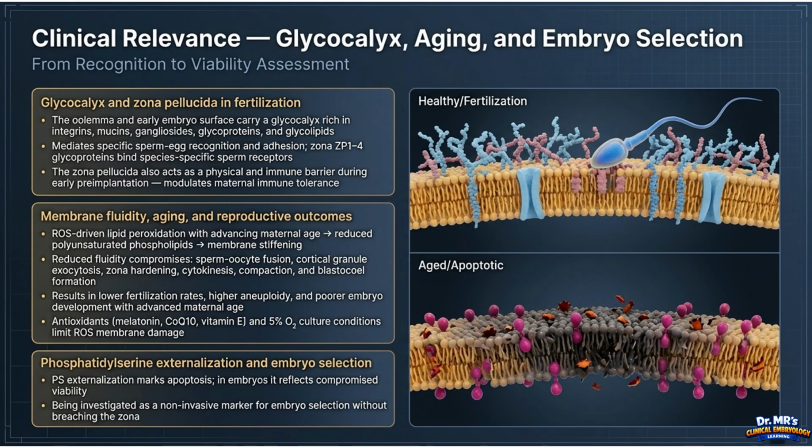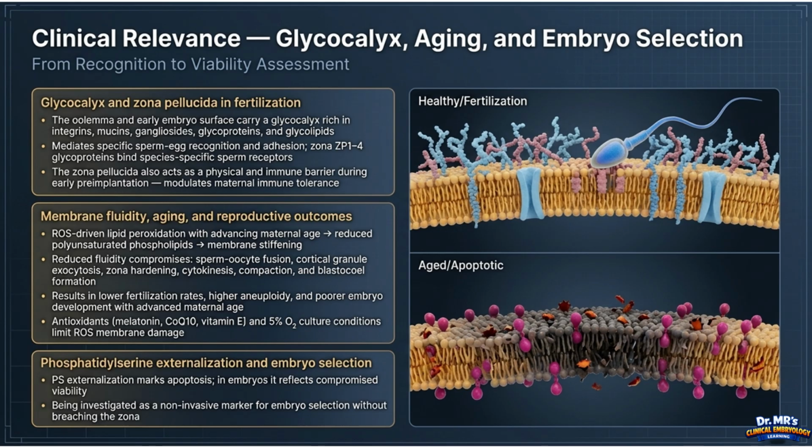Finally, the externalization of phosphatidylserine, the phospholipid normally confined to the inner leaflet, is a well-established signal of apoptosis. When cells undergo programmed cell death, phosphatidylserine flips to the outer leaflet and serves as an eat-me signal for phagocytes. In embryos, phosphatidylserine externalization reflects compromised cellular viability.